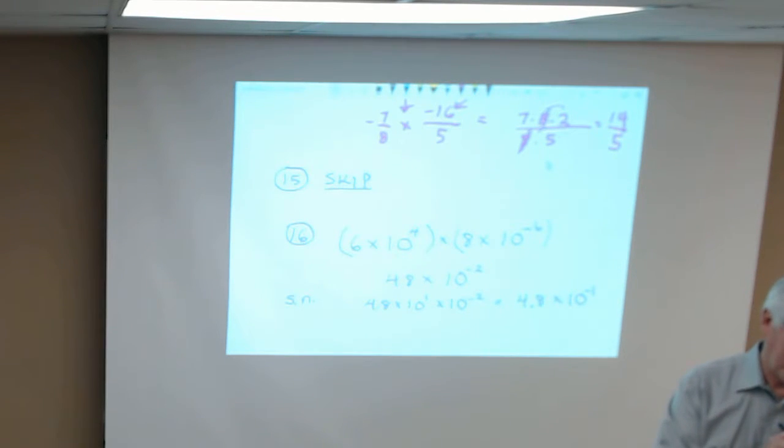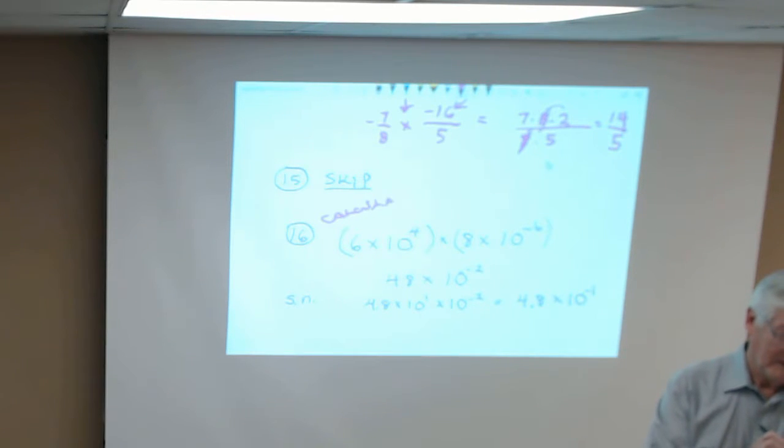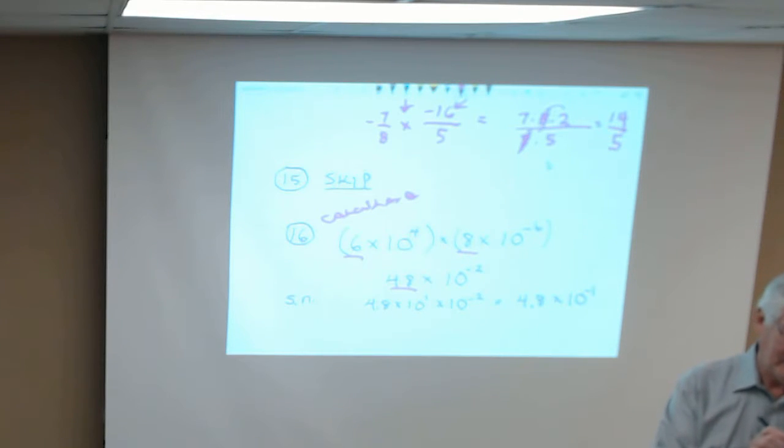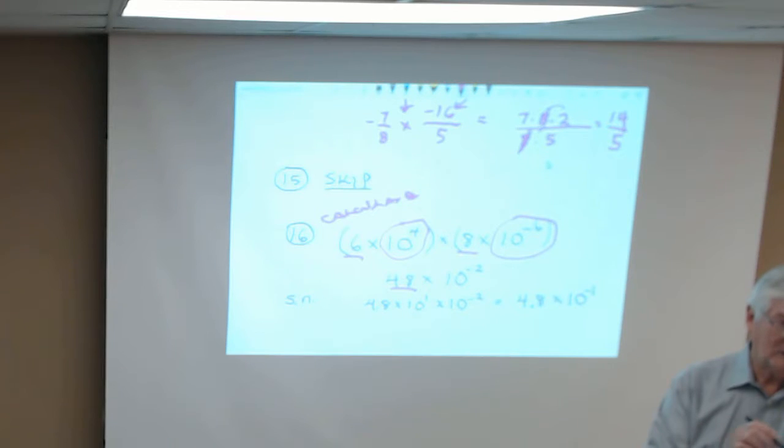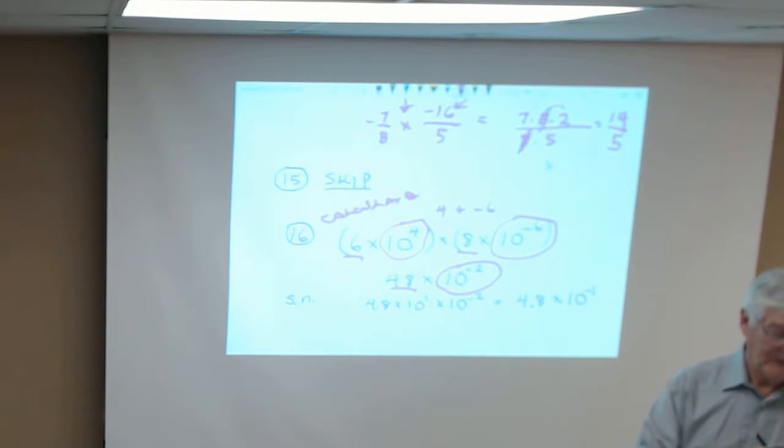So when this says calculate, these are scientific notation numbers. Do you remember how we calculate scientific notation? We take this number times this number and we get 48. Then we take this number times this number. And how do you multiply exponential numbers? You add. 4 plus negative 6 comes out to be what? So that's 10 to the negative 2.